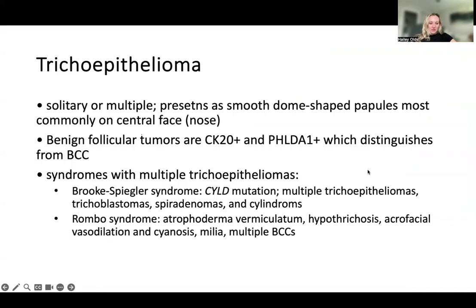So if you have multiple of these, it can be related to either Brooke-Spiegler syndrome or Rombo syndrome. And then these are also CK20 positive and Phillips 1 positive, which is good to know.